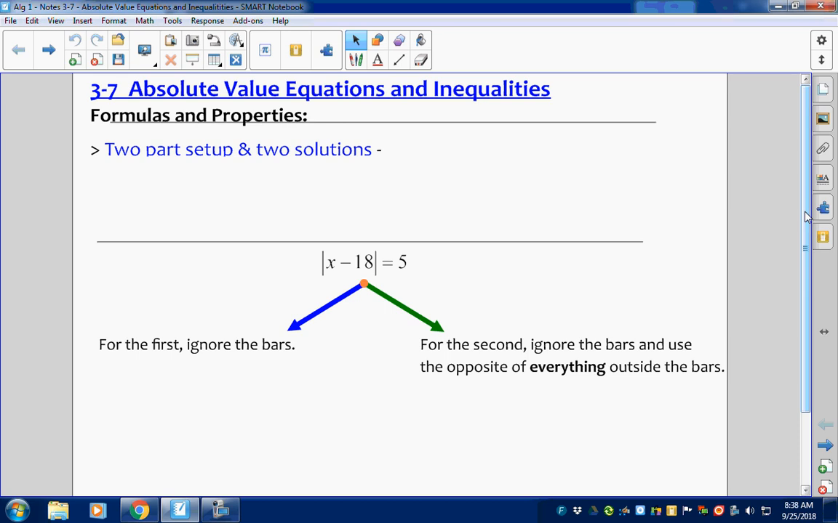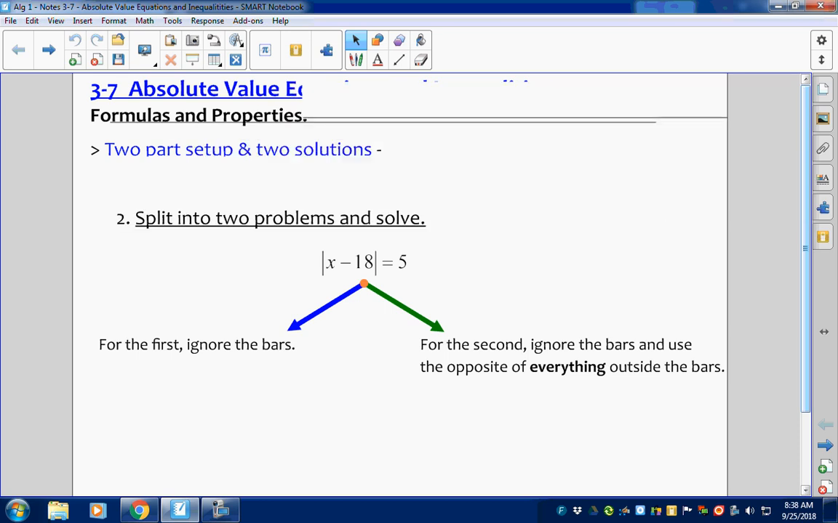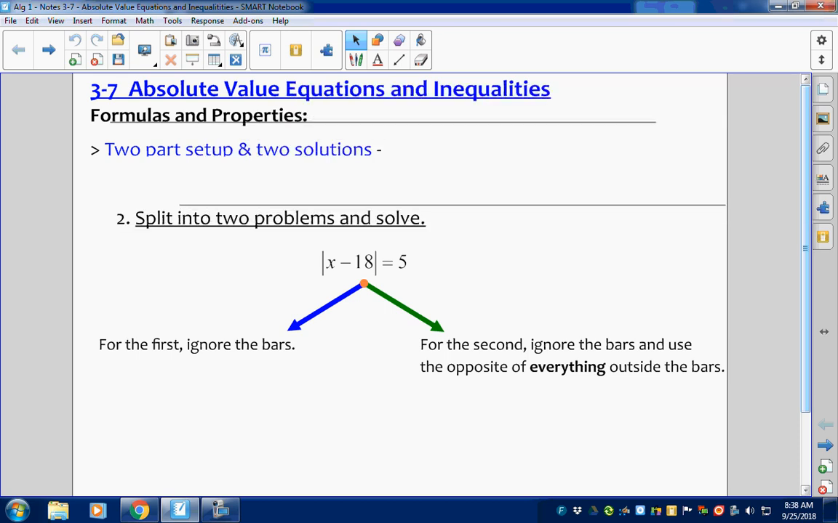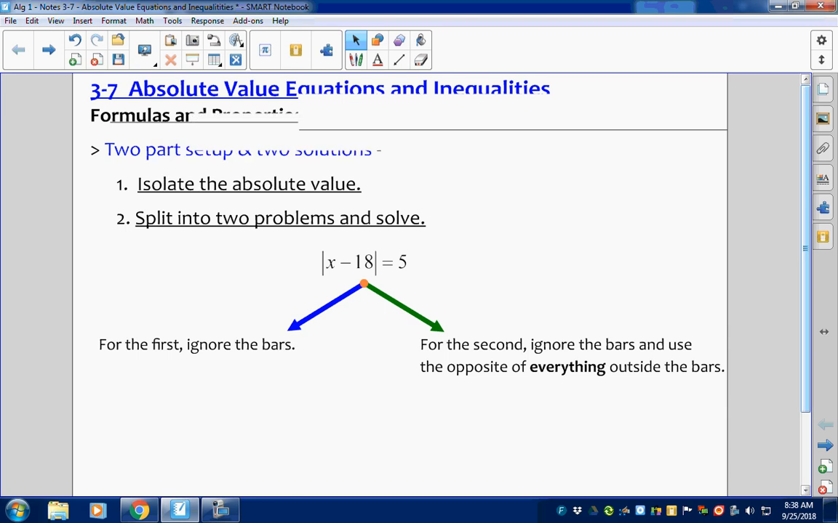In arithmetic, an absolute value symbol takes a negative number and makes it positive. That's in arithmetic. We're dealing with algebraic expressions, and we have an absolute value. There's a two-part process here.